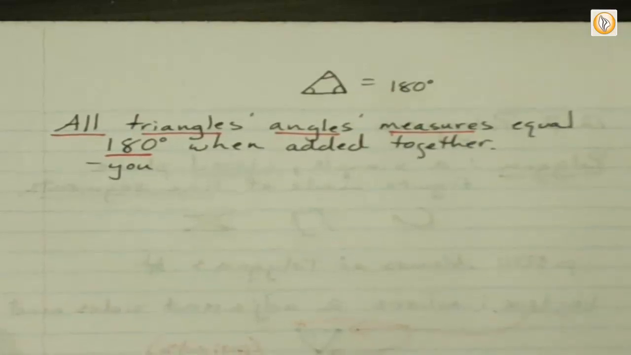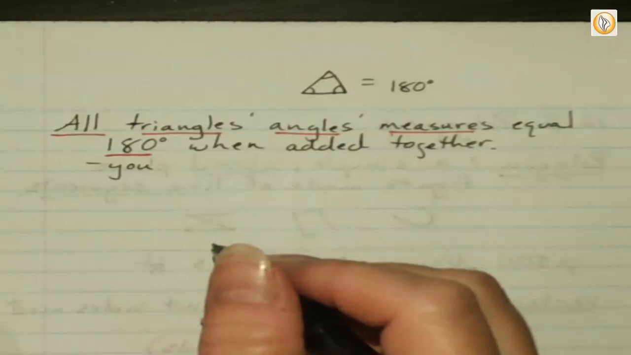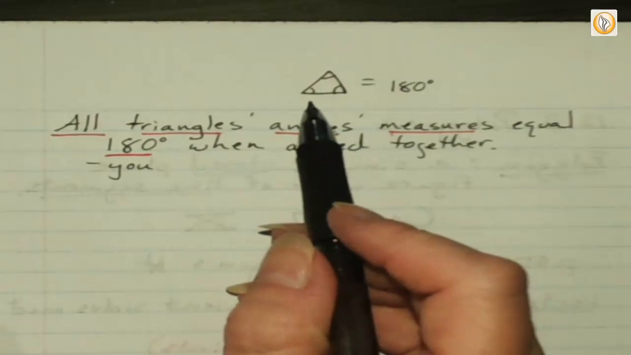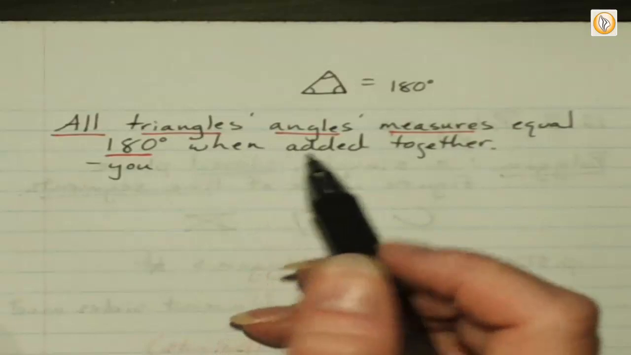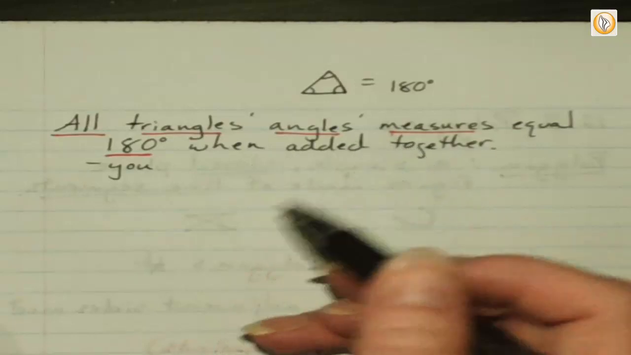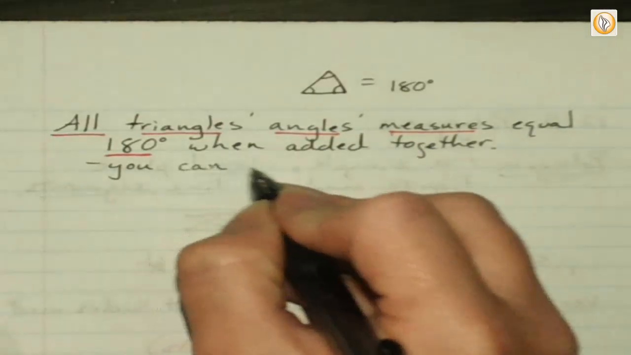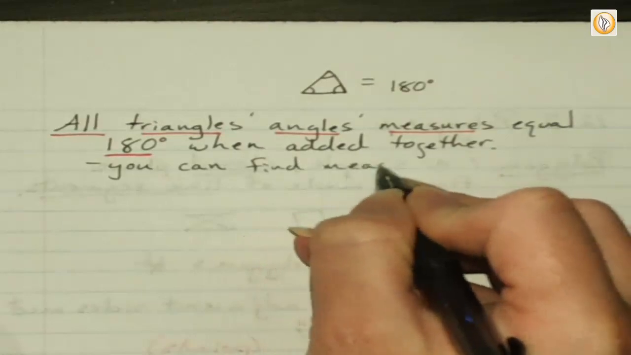I have a question. If it's a perfect triangle, will all of its angles be 60 degrees? So an equilateral, right? Okay, so then 60 plus 60 plus 60 is 180. There you go. So you can find measures of angles.